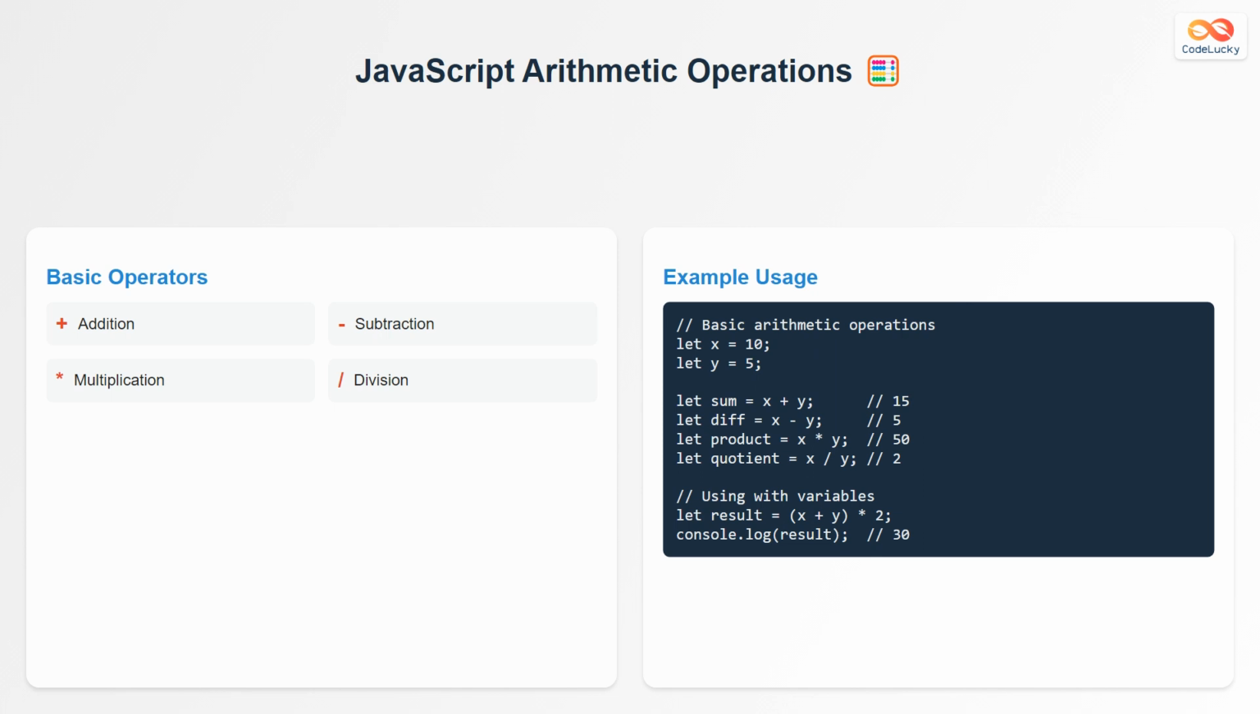We can also combine multiple operations together using parentheses, like (x + y) * 2, which results in 30 because the addition within the parentheses is done first.